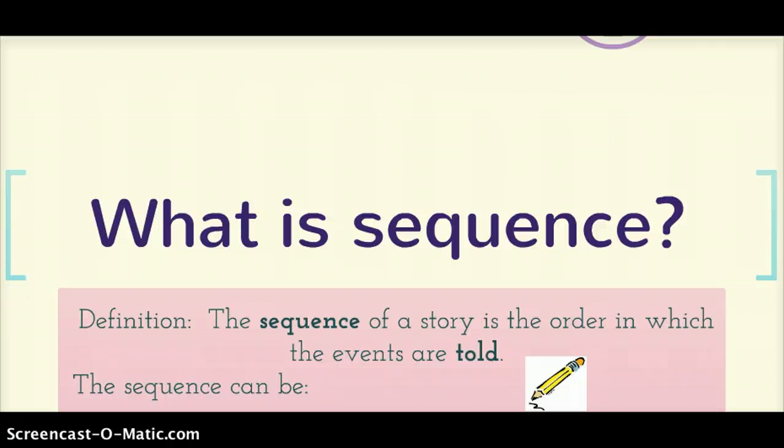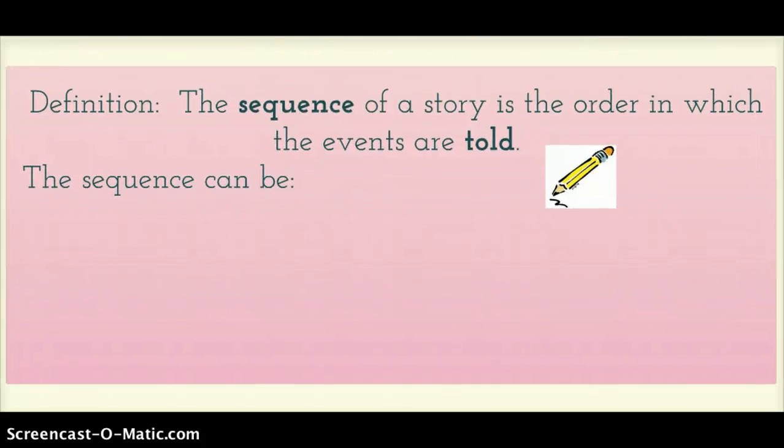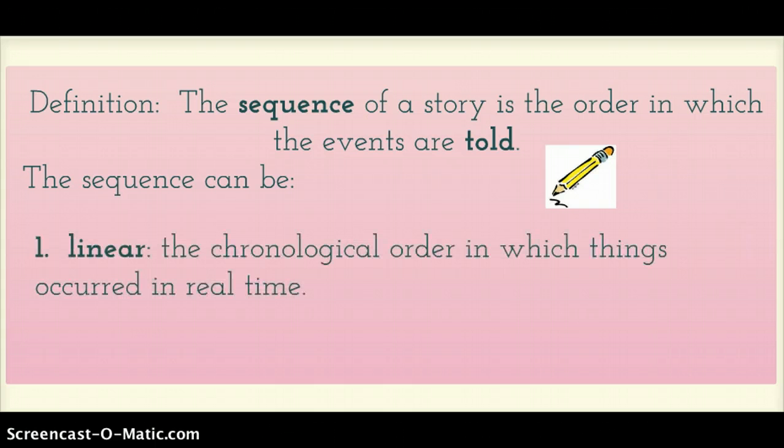So the first thing we want to look at is, what is sequence? Well, a definition for sequence is the sequence of a story is the order in which the events are told. Not necessarily the order in which they occurred, but the order in which they are told. And there's two types of sequences. First of all, there's linear. This is where you stick with a straight chronological order. In other words, the order in which things actually occurred in real time.